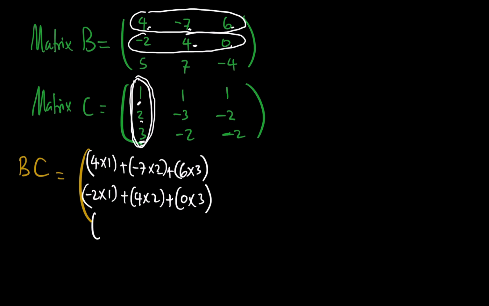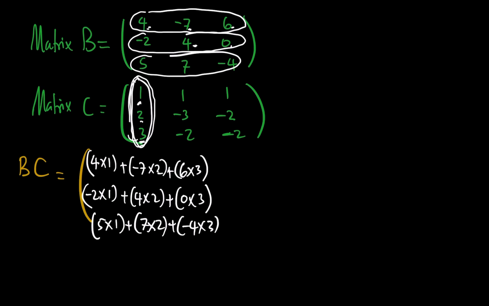Then the last one will be going down to this last row and going with the same column again. So we're going to have 5, the first one going with the 1, plus the 7 going with the 2, plus the -4 going with the 3, like that. Then now we can switch. Now we take the first row again, but this time we're moving to the next column. That will be in the middle. So we're going to have the first row, we get 4, this 4 here. We'll take this 1. This -7.